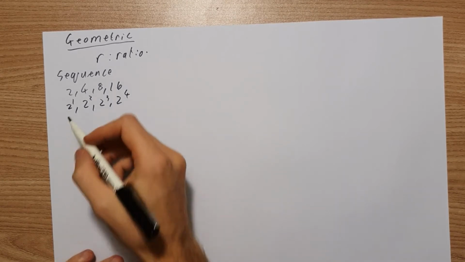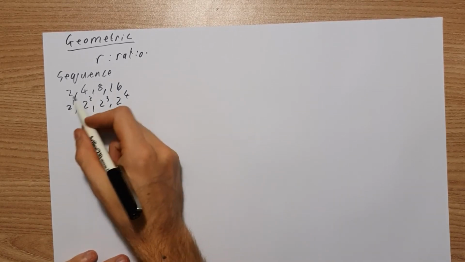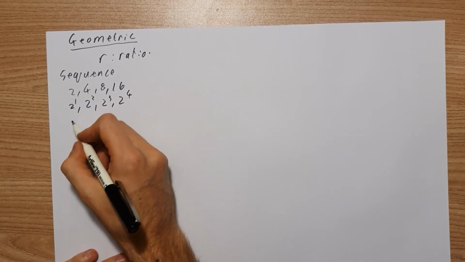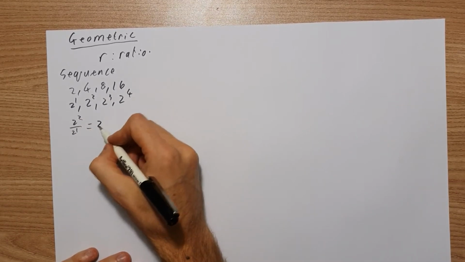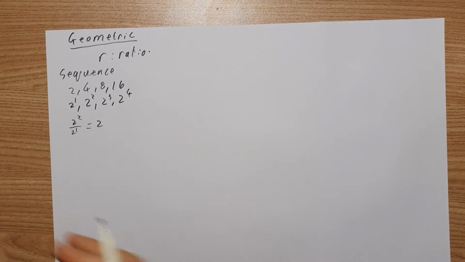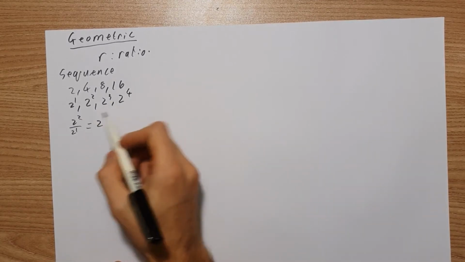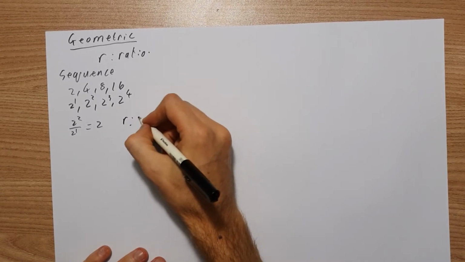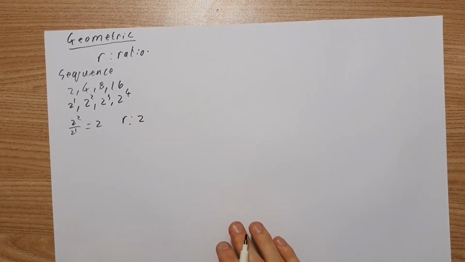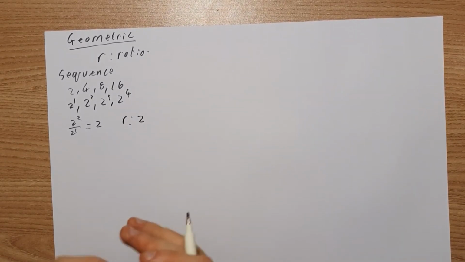So you can see that if I take this term and divide it by that term, so 2 divided by 2, 1, is then going to give me a common ratio of 2. And if we continue moving through with all of these, we'll see that my common ratio is going to be 2.